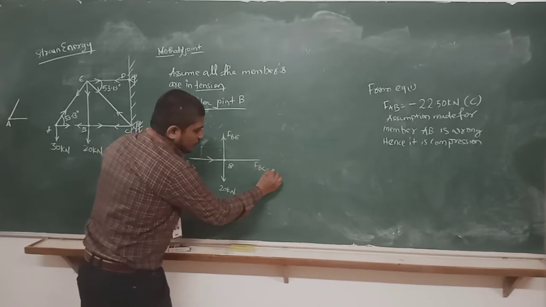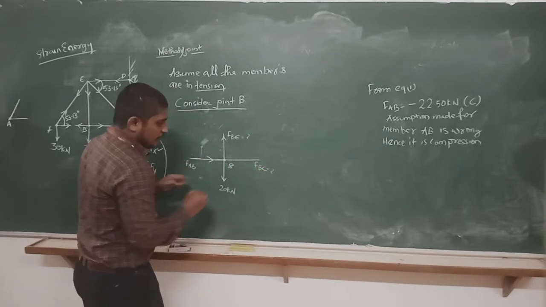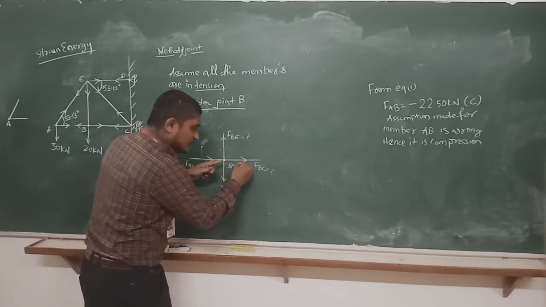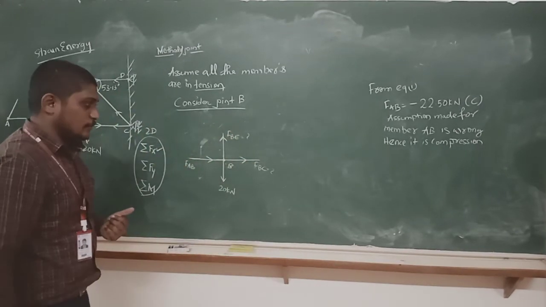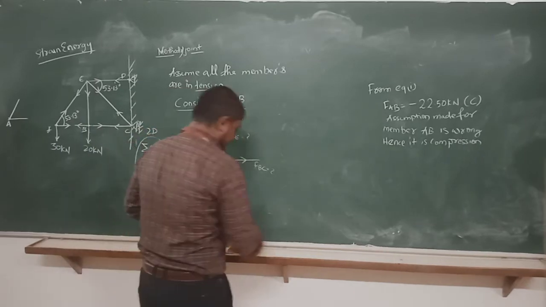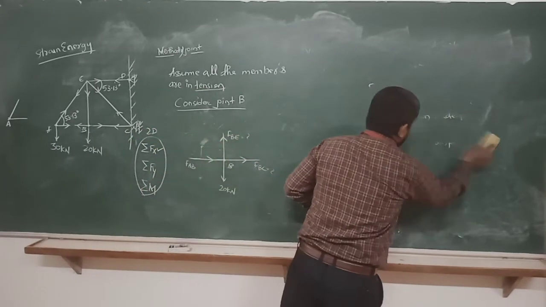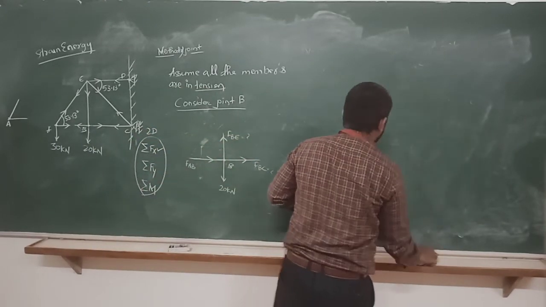Now BC is unknown, BE is unknown. Initially what we have assumed, it is in tension. This also away from the joint, it is in tension. Okay, now you apply one by one again, equations of equilibrium. Very simple part.